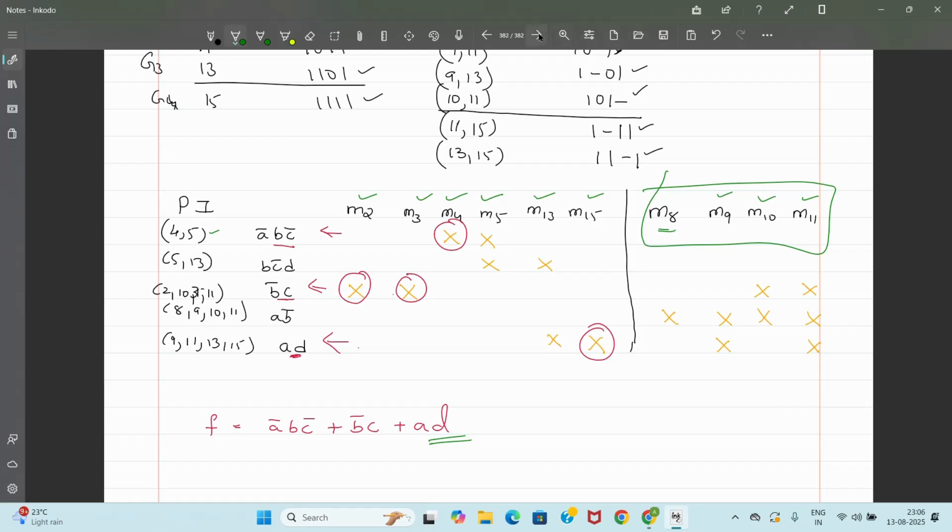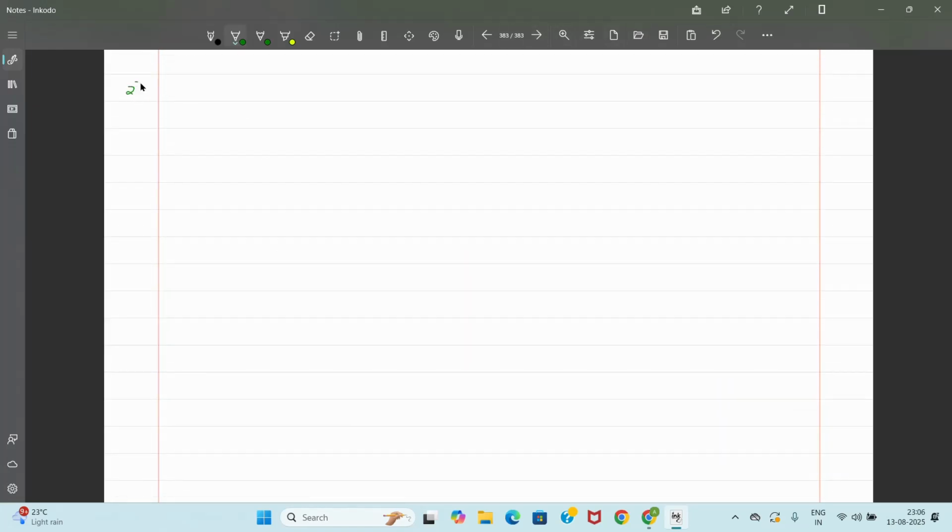We can try solving one more question so that it becomes more clear. I can give you the data. You can pause the video, try to solve it on your own, and then get back and verify your answer. Let's just take some random numbers here. Let's say we have 2, 3, 5, 7, 9, 11, 13, with don't care terms 0, 1, 8.